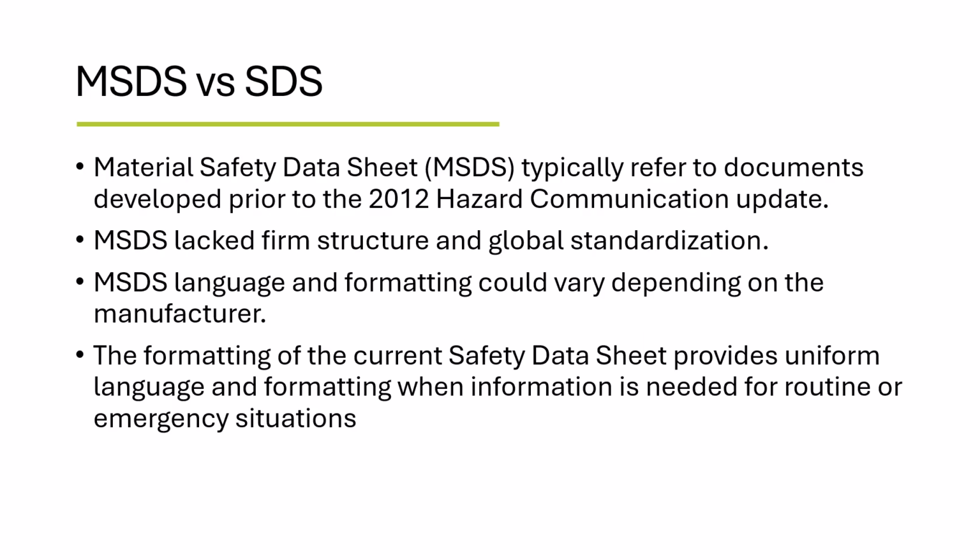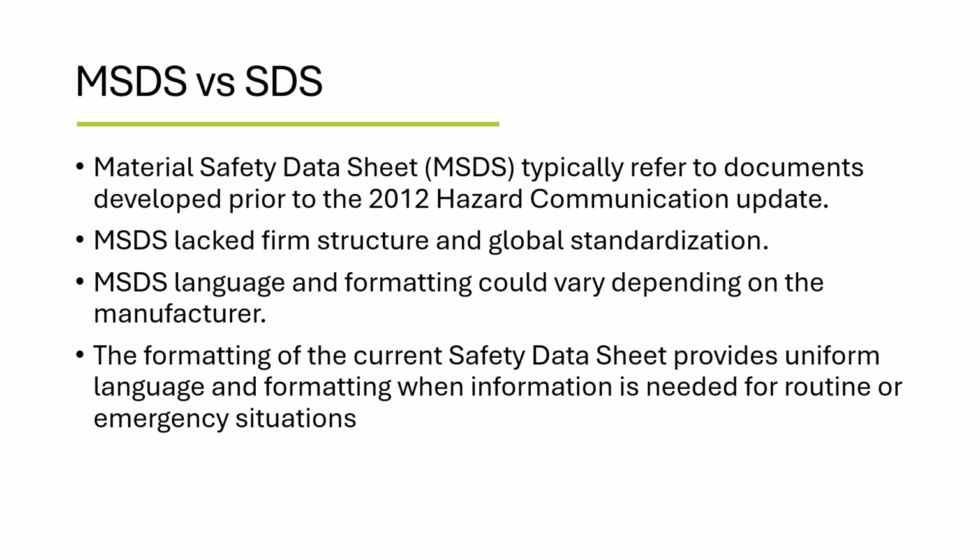Material Safety Data Sheets, called MSDS, is the name of the informational document for a chemical's hazards prior to 2012. In 2012, when the Global Harmonized System was adopted into the Hazard Communication Standard, the name was shortened to just Safety Data Sheets. Prior to the adoption of the GHS system, the MSDS lacked a firm structure and was not aligned with how other countries communicated their hazard information. MSDS also allowed for variation in formatting and language depending on the manufacturer.